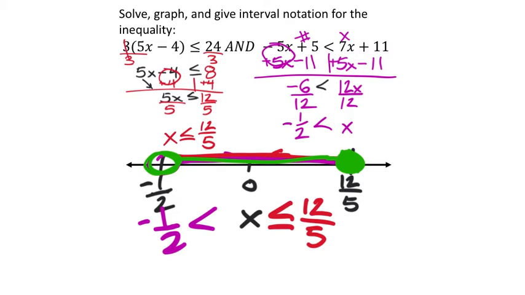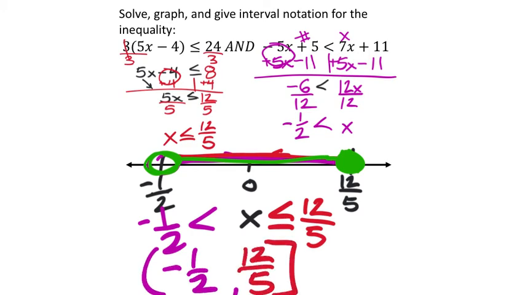And then the interval, pretty much the same kind of thing, starting at negative 1/2, that's where the interval would start. It's not included, and then it would go all the way to 12/5. Sorry, different color. 12/5, which is included, so we get a square bracket like this.